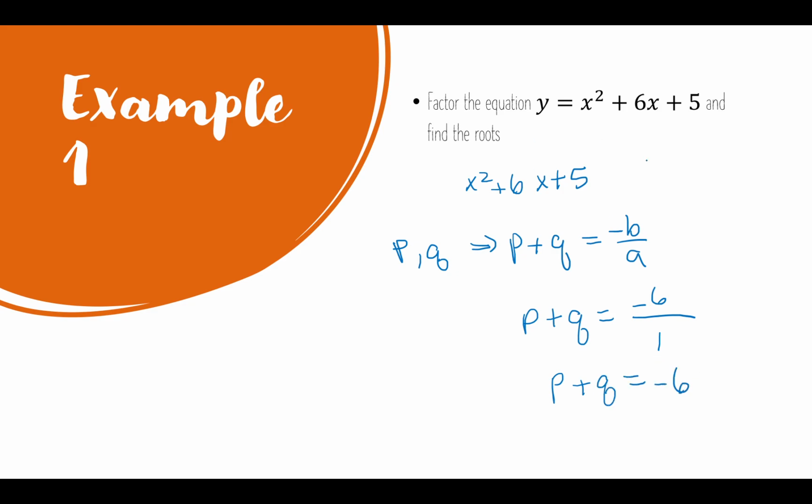Now let's look at the second part of Vieta's theorem. Vieta's theorem states that with p and q roots, p times q is equal to c over a.